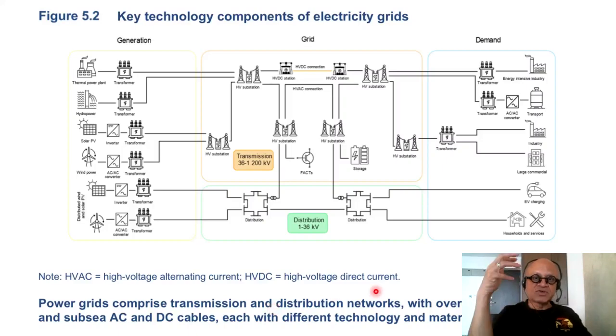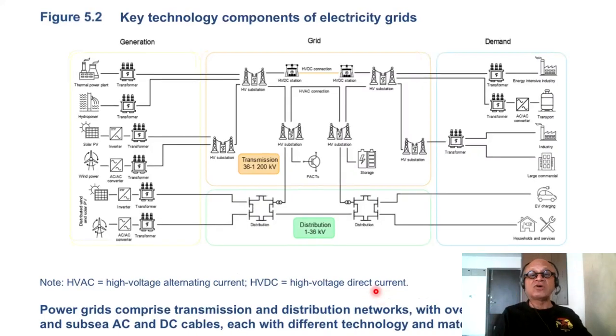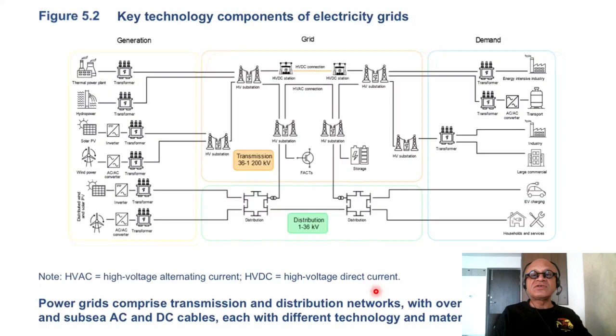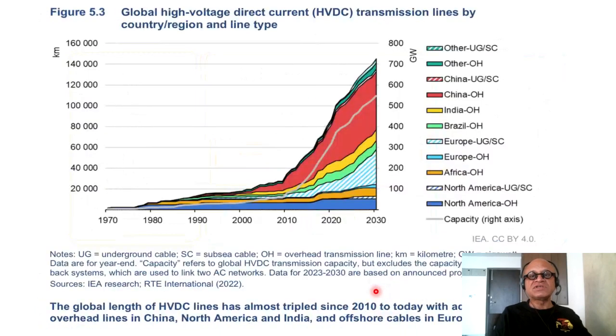Of course, we have also discussed space-based solar and wireless transmission of energy. So we don't know how this will play out in terms of what game changer may come along. Key technology components of electricity grids. I repeated it for whatever reason. Sorry about that. Global high voltage direct current transmission.